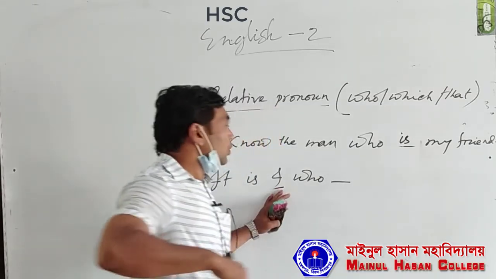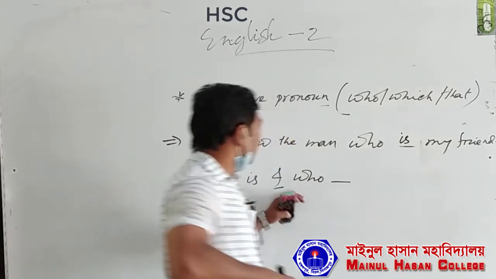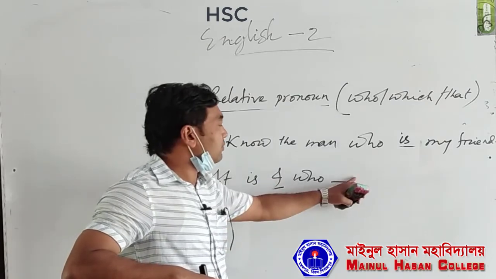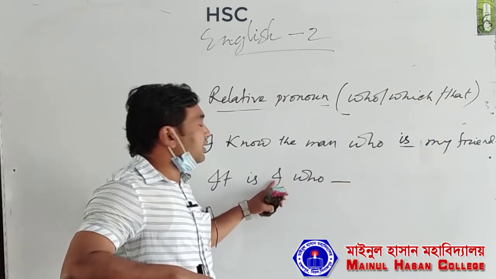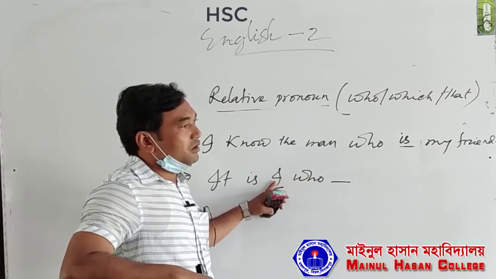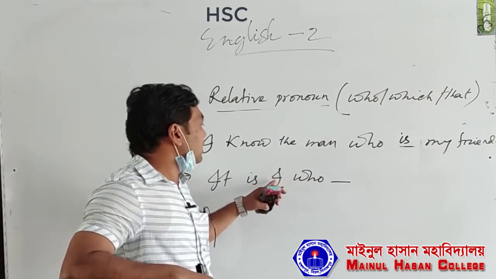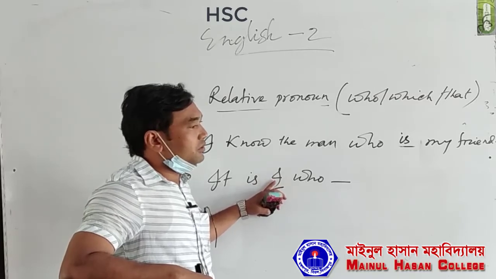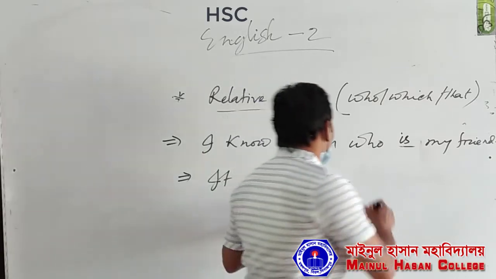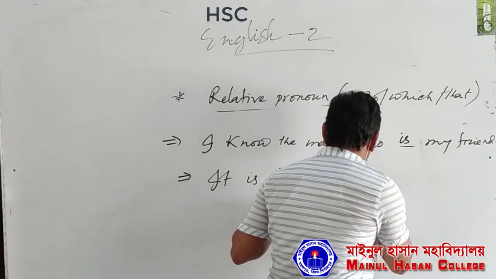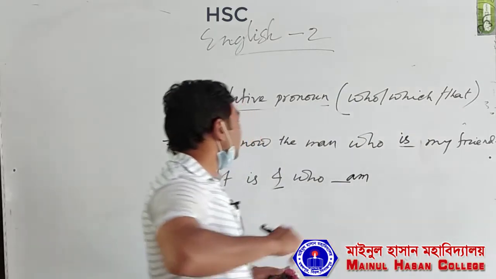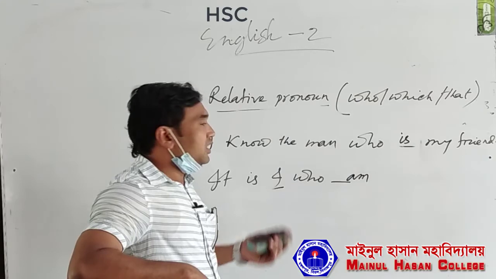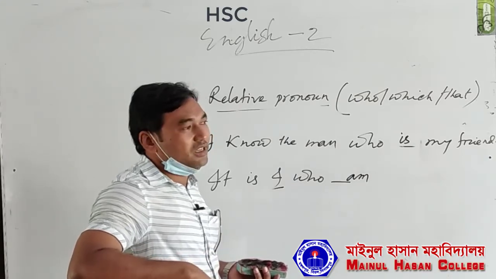It is I who, according to this pronoun, you have to use the verb. Look at, understand the number and person of this pronoun. You can use here am, not is, because after I, you always use am, not is or are.